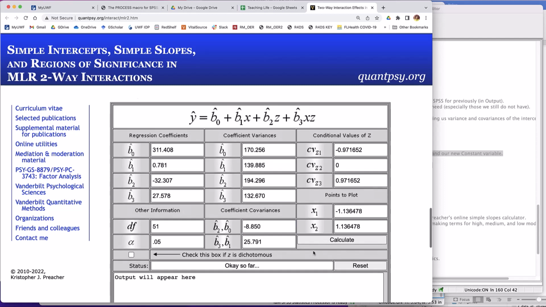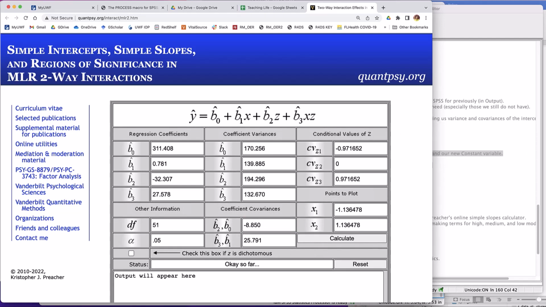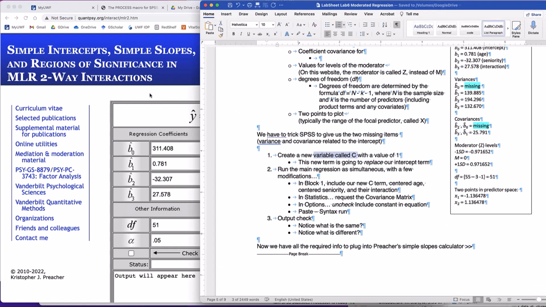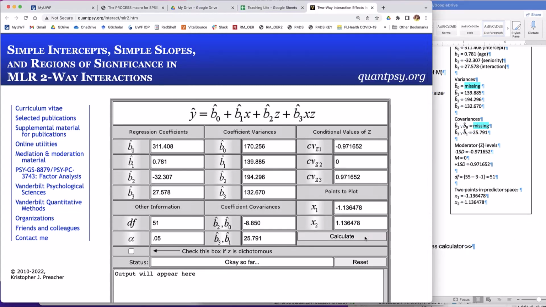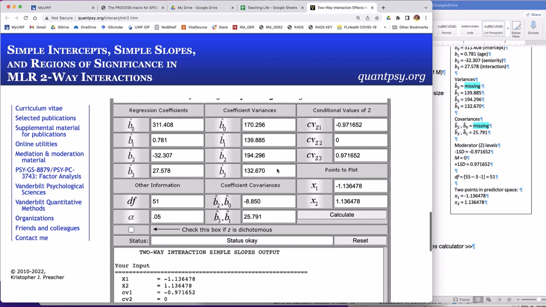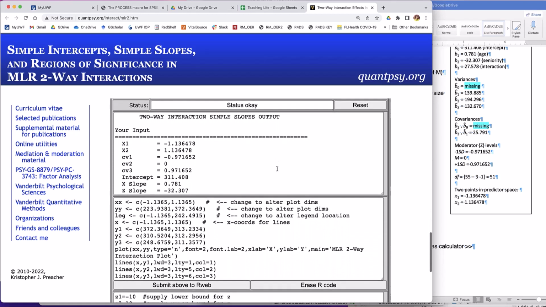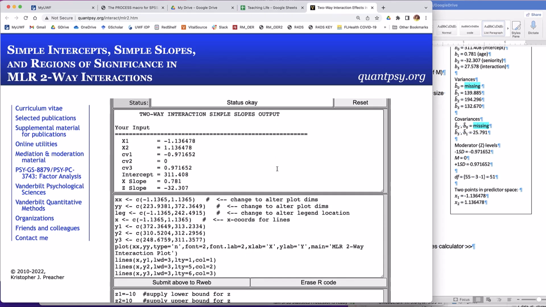Cool. So now we have everything on this little calculator here to do some stuff with. I'm going to hit calculate, and what it spits out is down here. Again, this was an option for evaluating the interaction. In this option, we didn't have to make low and high centered terms for age and seniority. We just plugged the covariances and the variances into this calculator.